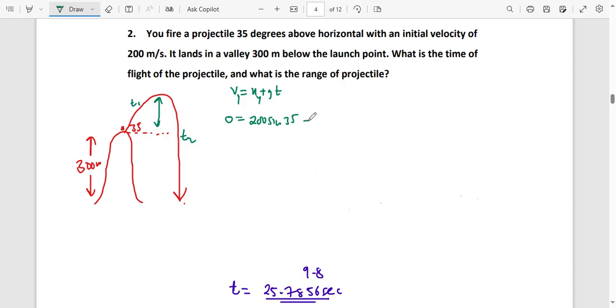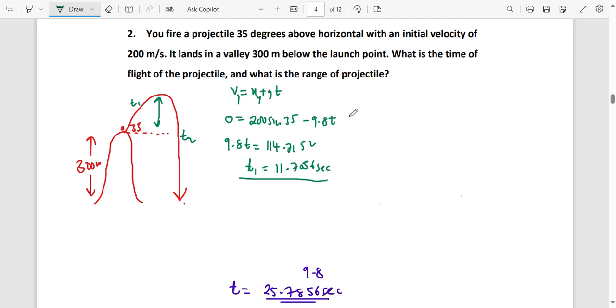Because we are going upwards, g is going to be negative 9.8, and then I'll take this guy to this side, so that will be 9.8. t is equal to, we punch in now 200 sine 35, that will give us 114.7152. And this is actually t1. We just want now to divide by 9.8, and that is going to give us 11.7056. This is in seconds.